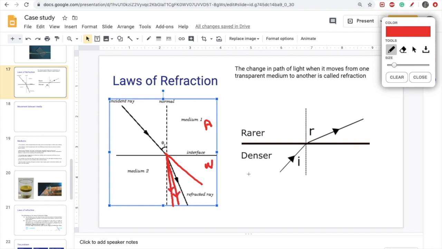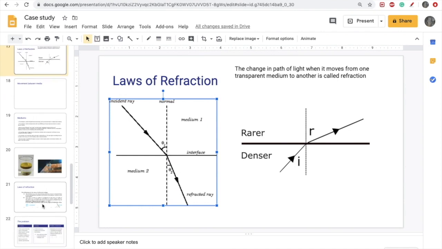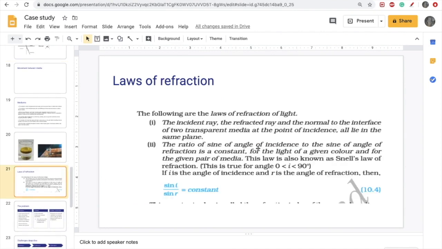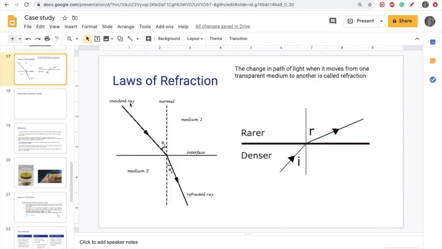Understood? So let us see what the second law of refraction states. The ratio of sine of angle of incidence to the sine of angle of refraction is a constant for the light of a given color and for the given pair of media. This law is also known as Snell's law of refraction. What they are telling is that sine of angle of incidence by sine of angle of refraction is always constant, which means if it is incident at a particular angle, it is refracted at a particular angle. Here this is the angle of incidence, this is the angle of refraction for a given pair of media. That is, if we are always traveling from air to water, then this ratio will always remain the same.